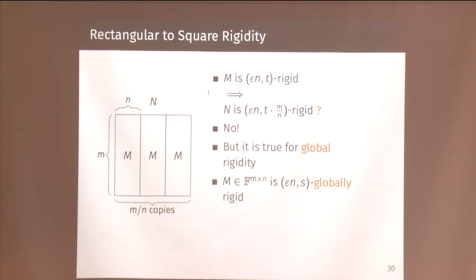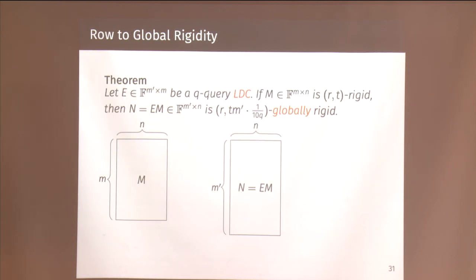A random question. Yeah. If you start from a data structure that has average query time t instead of worst case query time t, do you directly get global rigidity? No, actually, I'm not sure. I'm not sure.